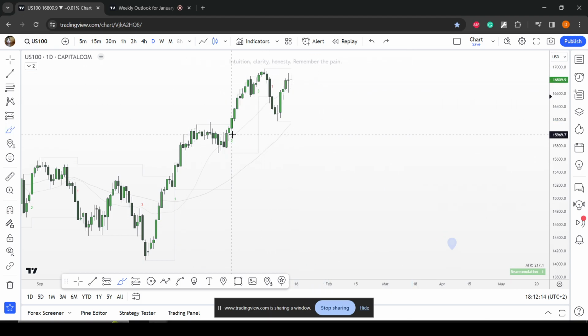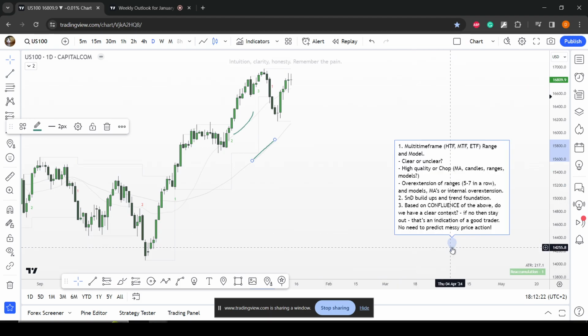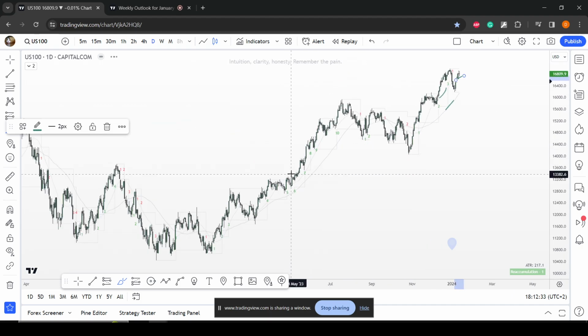Yeah, the MAs are moving clearly to the upside, and chop is basically not present, and we have the same on the weekly. Do we have overextension based on ranges and models? No, we are surfing on the MA. So overextensions we had here.